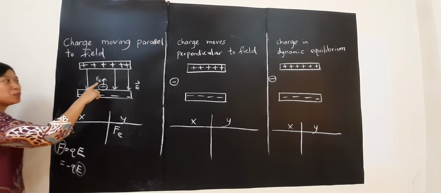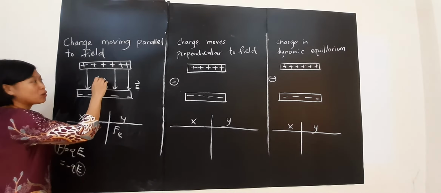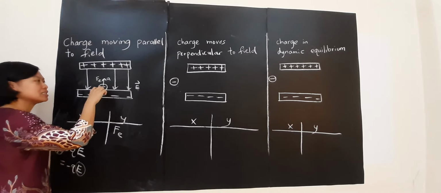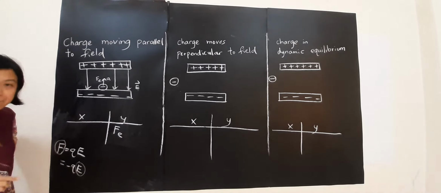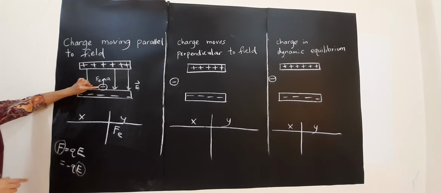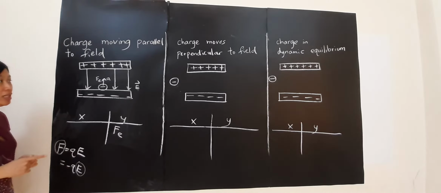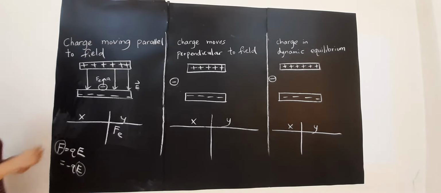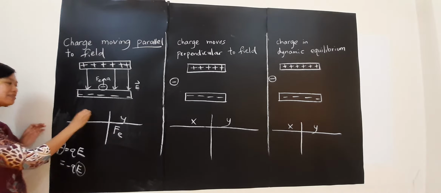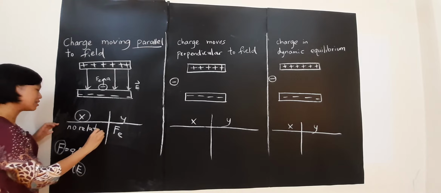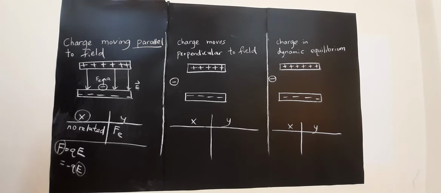So where is the direction of the acceleration? If your Fe is upwards, your acceleration will also follow the same direction. So this particle will go up. Usually for this case, you will be given a charge whose mass is negligible, so that the only acting force on the charge is the electric force only. Then your charge moves parallel. If your charge moves parallel, there is no motion at all along the x component, right?